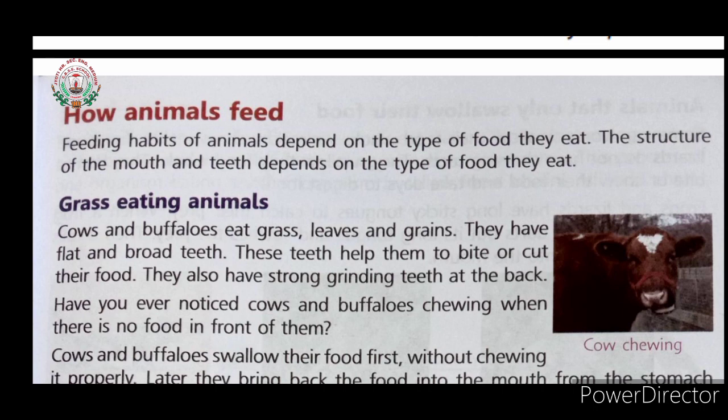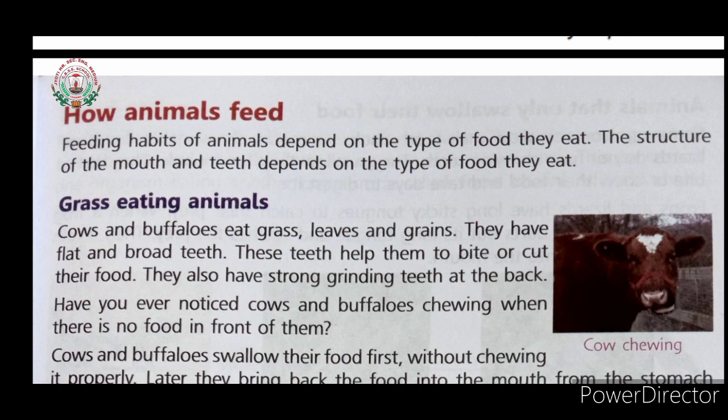How animals feed. Feeding habits of animals depend on the type of food they eat. The structure of the mouth and the teeth depends on the type of food they eat. Children, this means the food animals are eating depends on their feeding habits, and the structure of the mouth and the teeth depends on it.